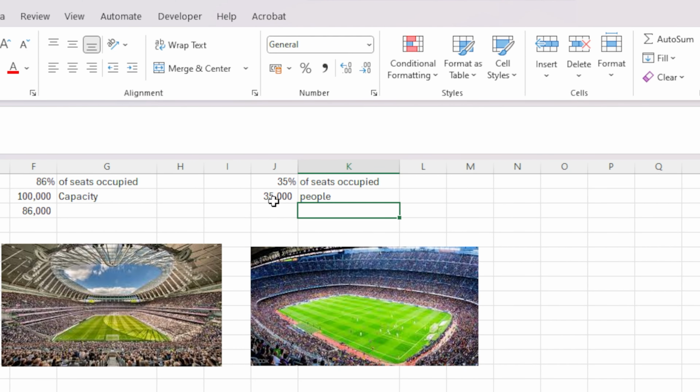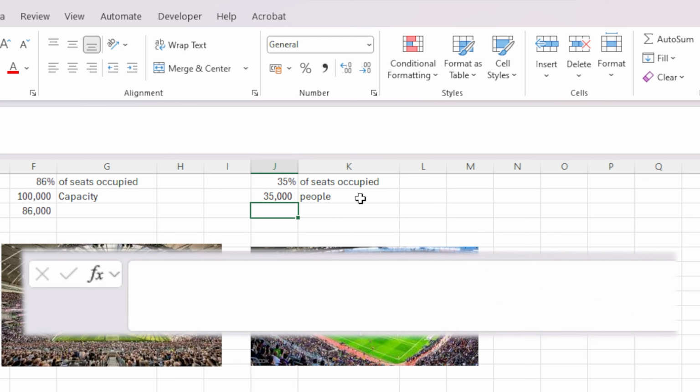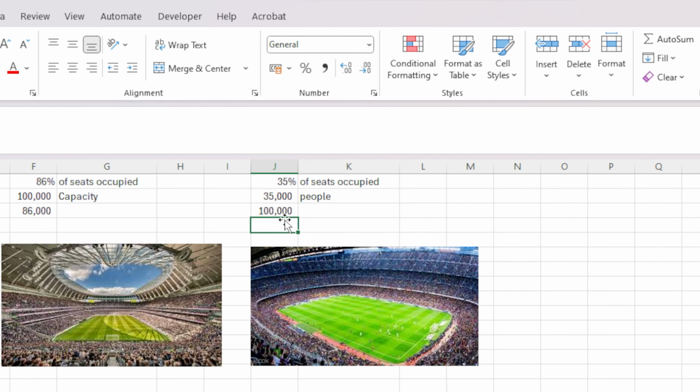What if you only have the number of people and the number of seats that were occupied in terms of percentages? What if you wanted to work out the actual capacity? Well, for this, it's quite straightforward once again. This time, we're going to open up another equal sign. We're going to click on the number of people and we're going to divide that by the 35%. We're going to hit return and it's going to bring us to 100,000 as our capacity.